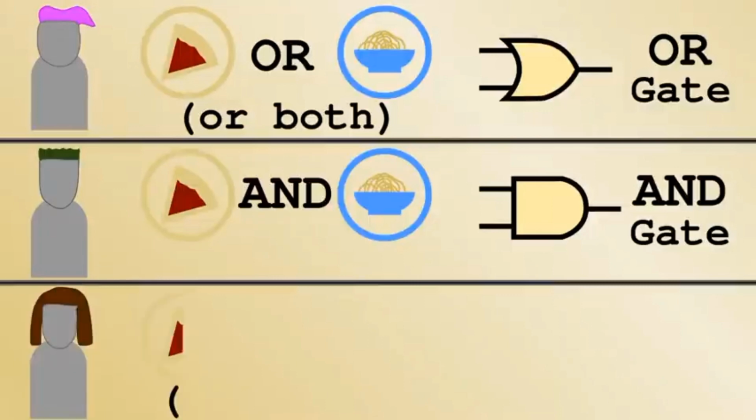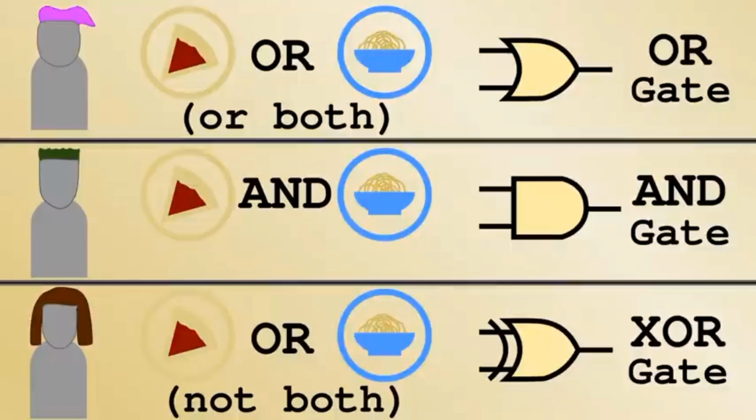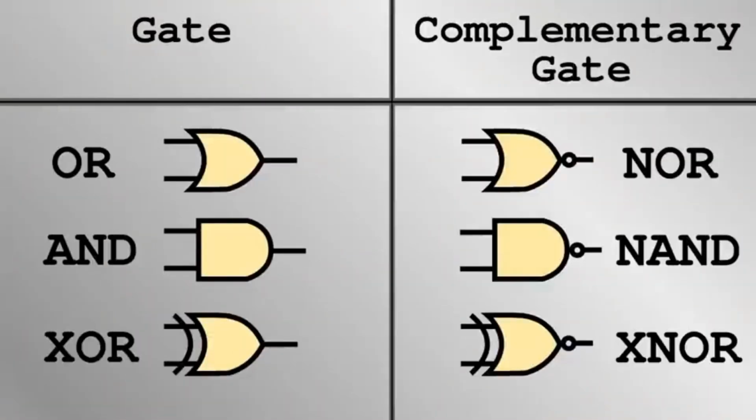Charlie likes it if the restaurant serves pizza or noodles, but not both. Let's say she thinks that they wouldn't do a good job if they weren't specialized enough. The corresponding gate is called exclusive OR, XOR for short. Each of these gates also has a complementary gate, basically the same gate with a NOT gate after it. For example, the NAND gate gives a 0 when all its inputs are 1 and gives a 1 otherwise.